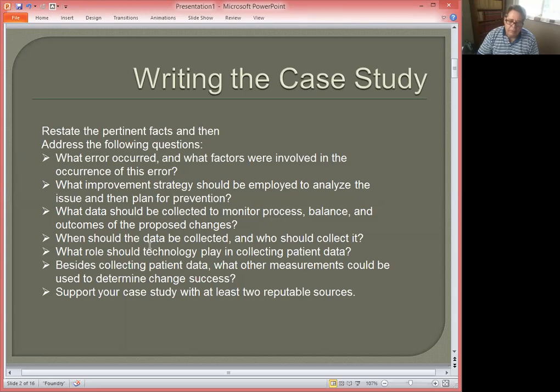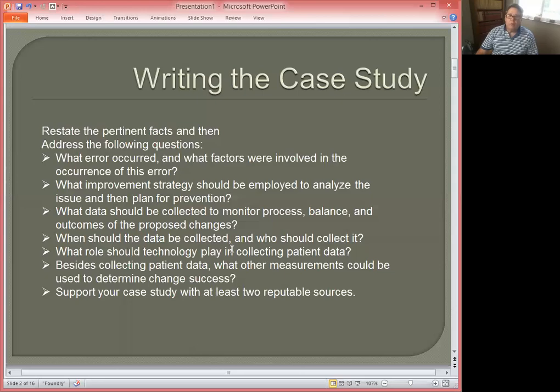In your 2 to 3 paragraphs, you're to address the following questions: What error occurred? What factors were involved in the occurrence of this error? What improvement strategy should be employed to analyze the issue and then plan for prevention? What data should be collected to monitor the process, balance, and outcomes of the proposed changes that you would suggest? What data should be collected to monitor for outcomes and change? When should the data be collected and who should collect it?